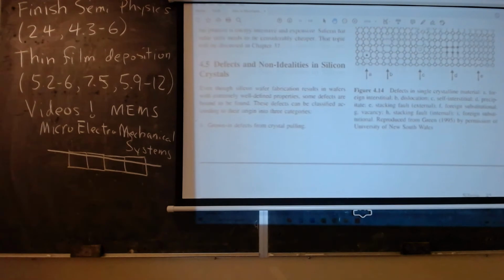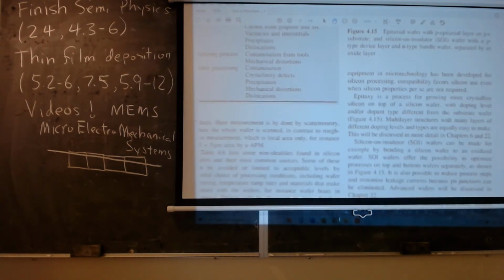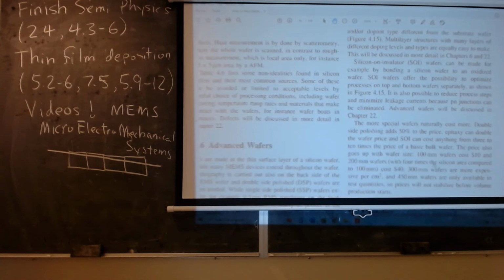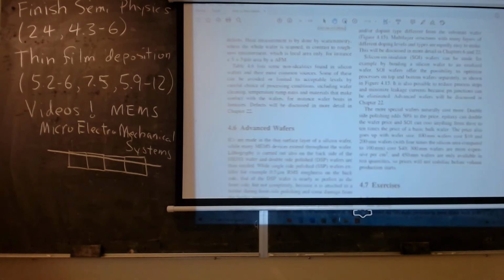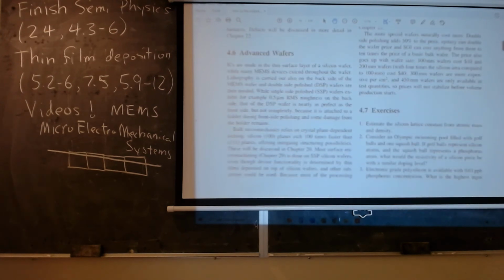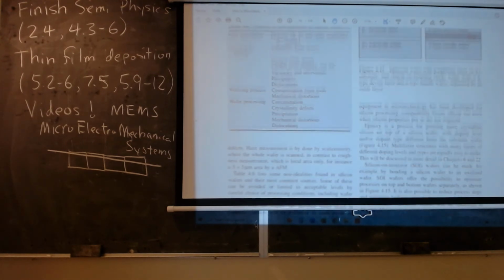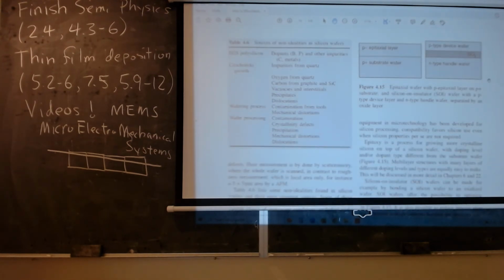All right, and he goes through here the various reasons why defects may occur, and that was all right. Oh, I did have 4.6. Why did I have 4.6? Oh, that's why I had 4.6.